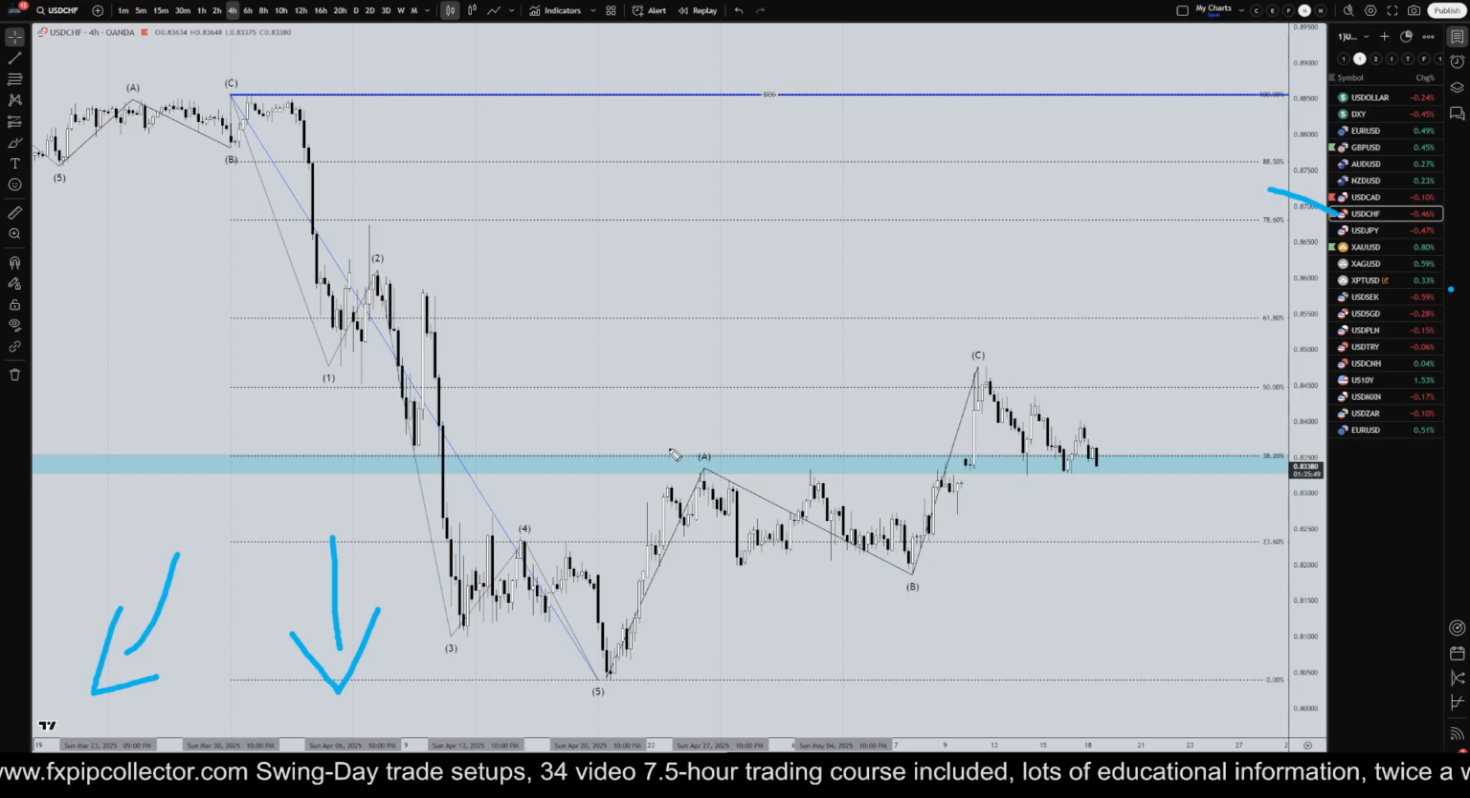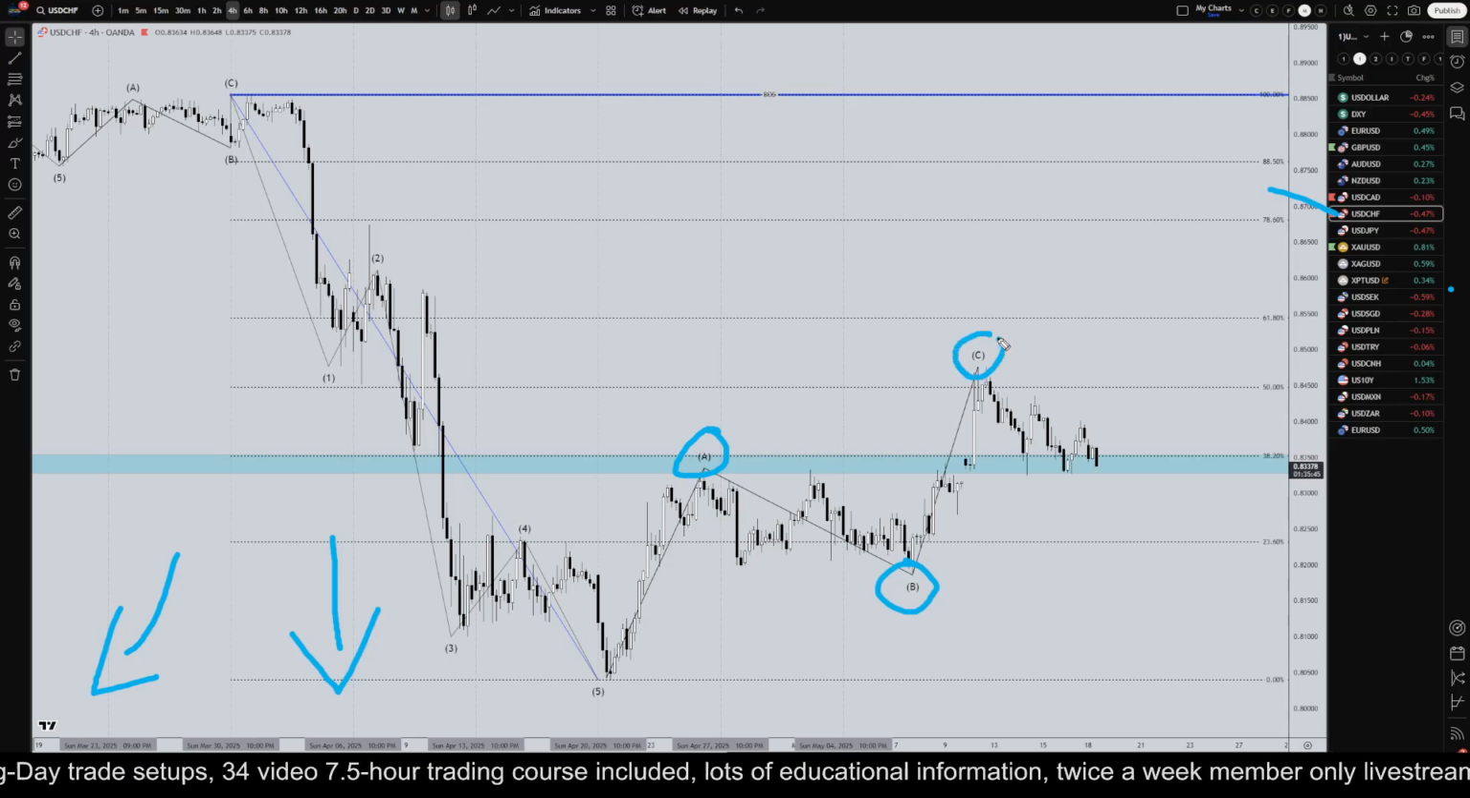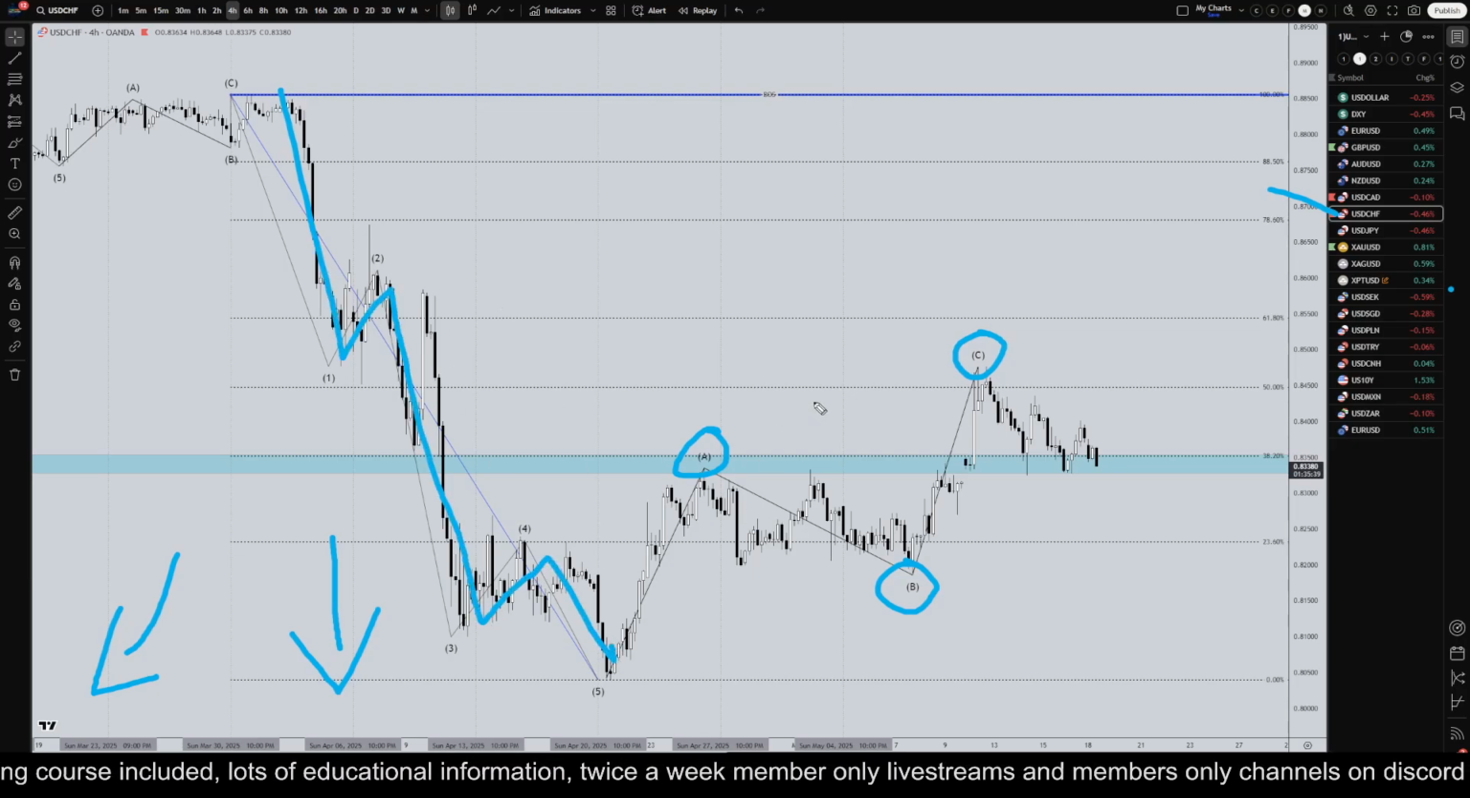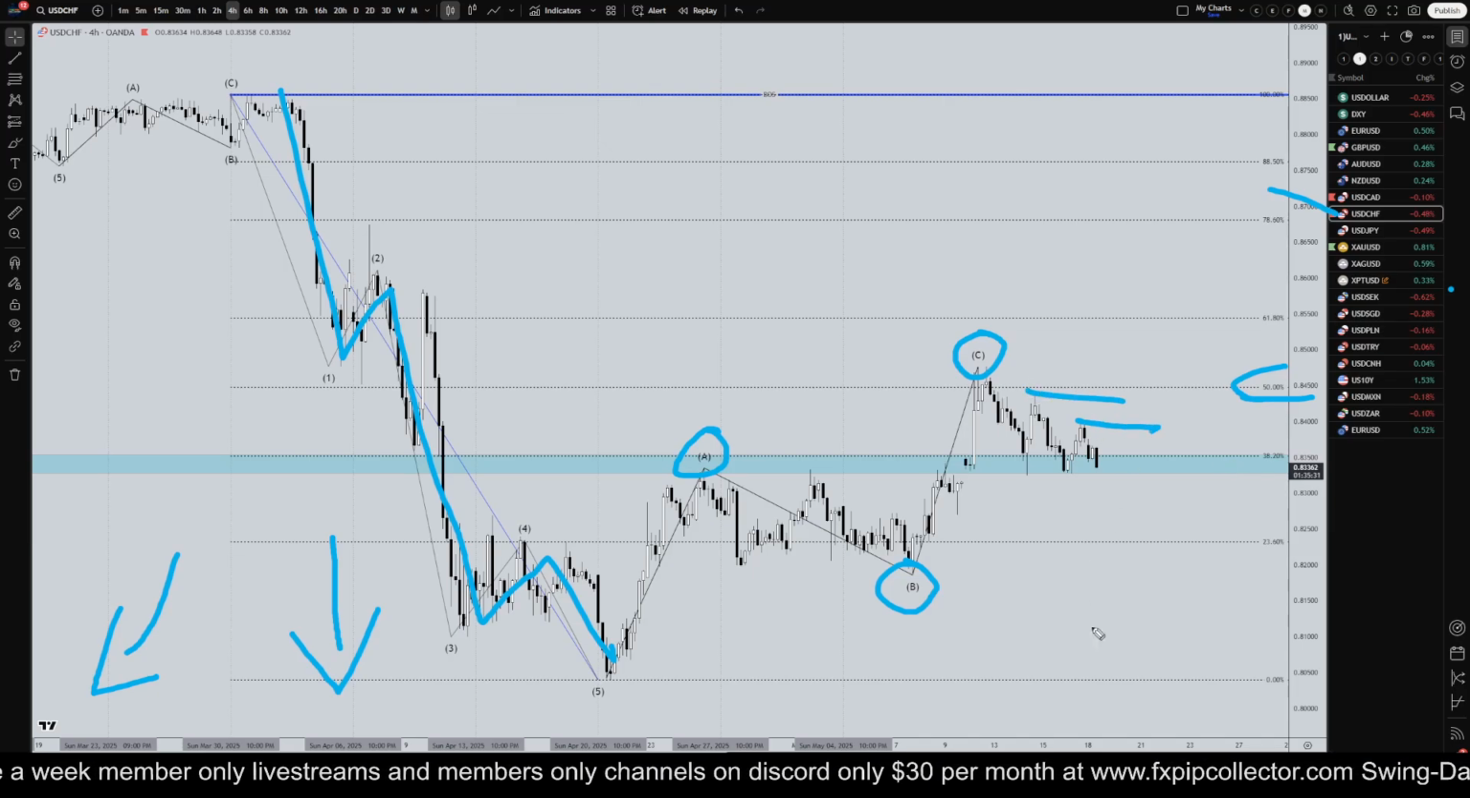So anyways, I think there's a very good likelihood this is an A, this is a B, and this is a wave C. Definitely a nice three-wave pullback to the last five waves down, right to the Fibonacci retracement, the 50% Fibonacci retracement. Now we're making lower lows and lower highs.